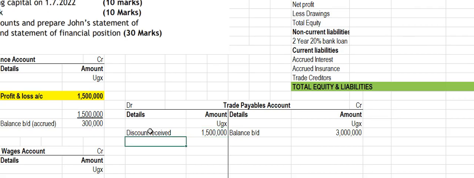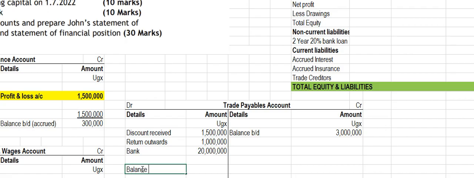Then you have return outwards. John returned goods back to the suppliers, return outwards, that is 1 million. Then we have the payments to the creditors, that is from the cash book on the credit side. So when you complete double entry, that will get debited in the trade payables account, that is 20 millions. Then you also have a balance carried down for the trade creditors, as you can see in the question. Trade creditors, that is 4 millions.